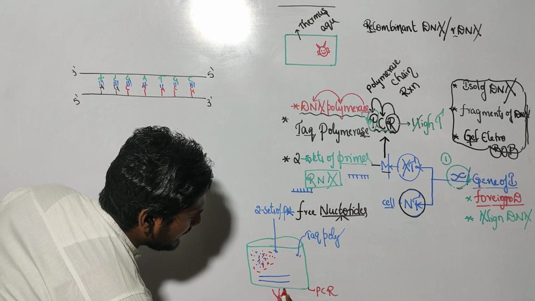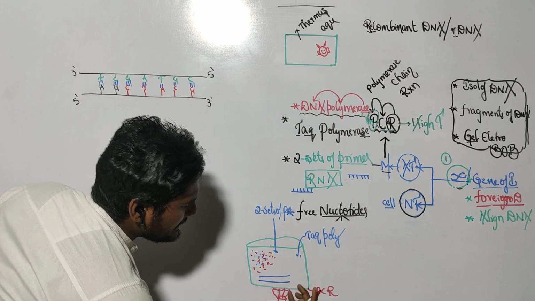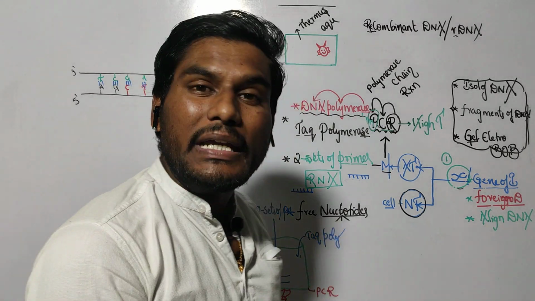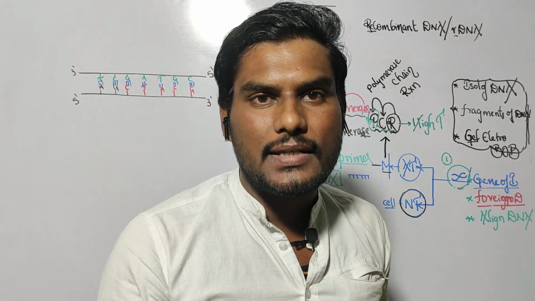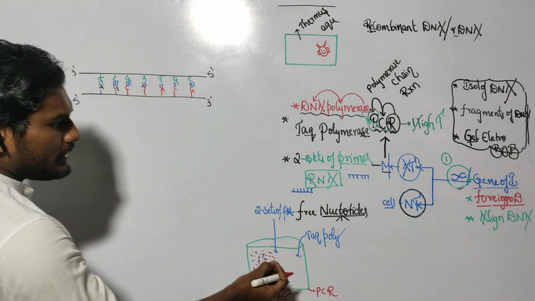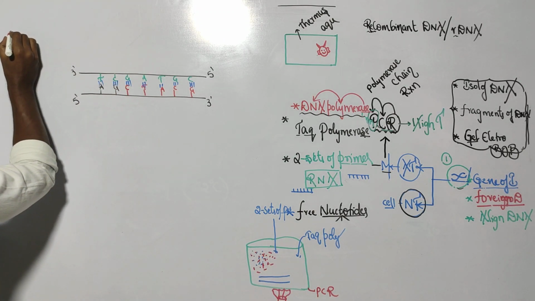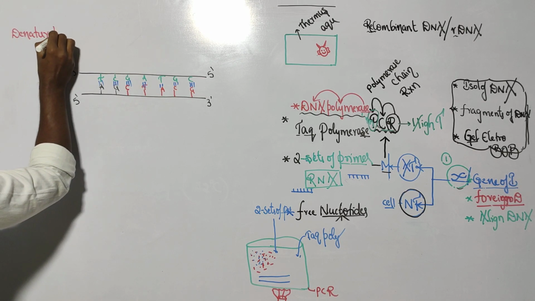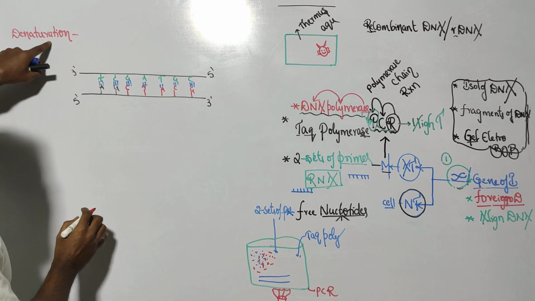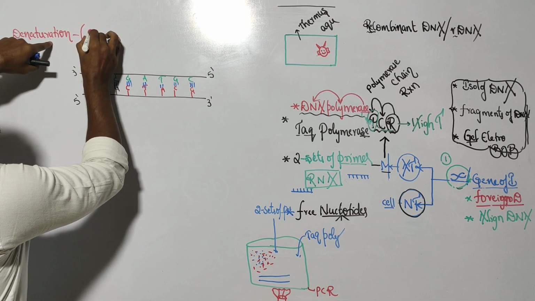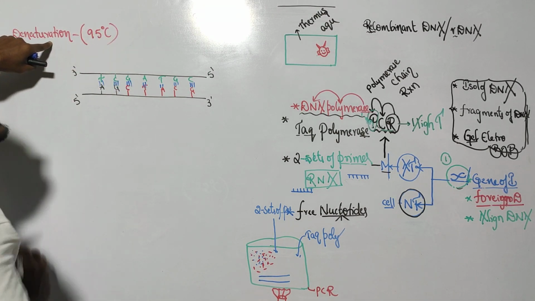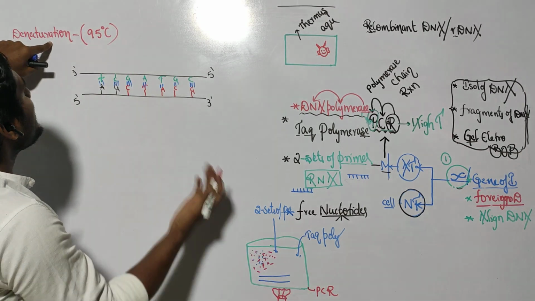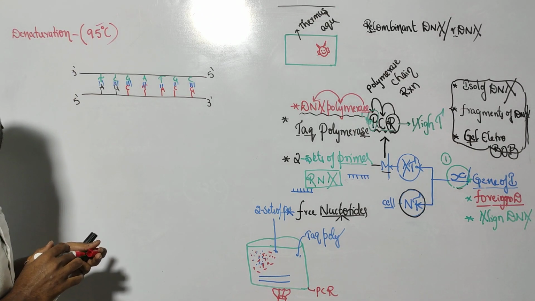I started heating the temperature. Up to what level do I have to heat? You know what is the first step in the PCR, polymerase chain reaction? The first step is denaturation. And for denaturation, how much temperature is required? 95 degrees Celsius is required. Because of that I am heating, increasing the temperature, and finally reached 95 degrees Celsius.